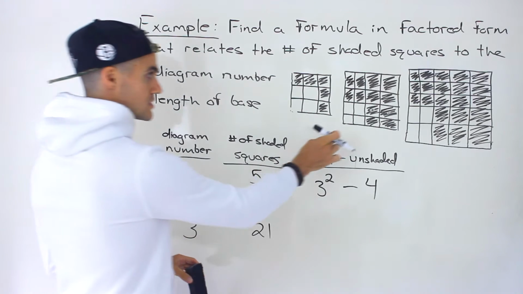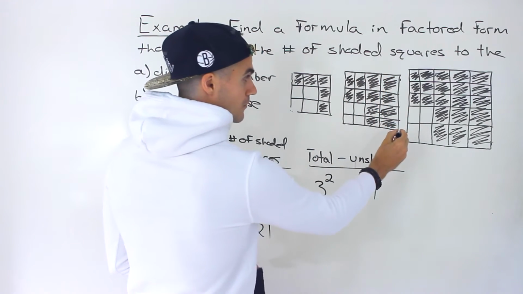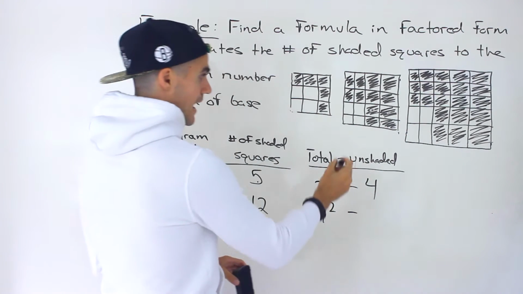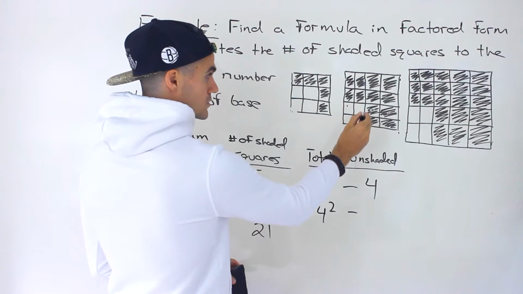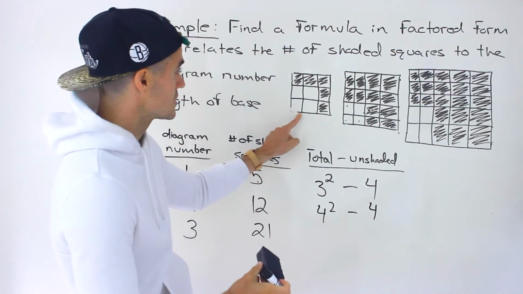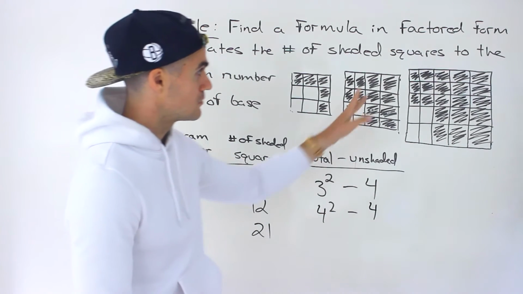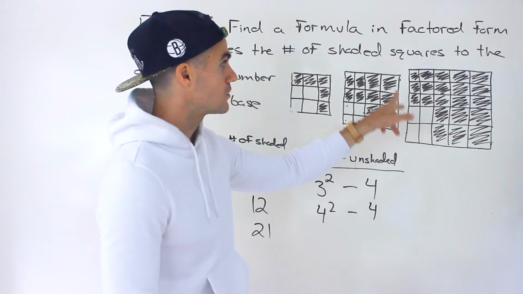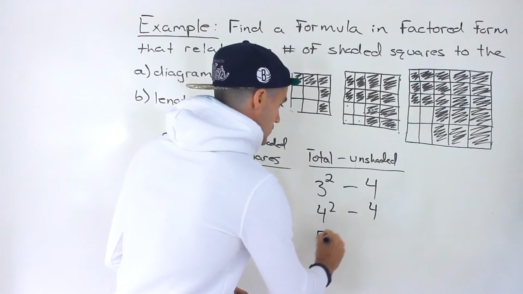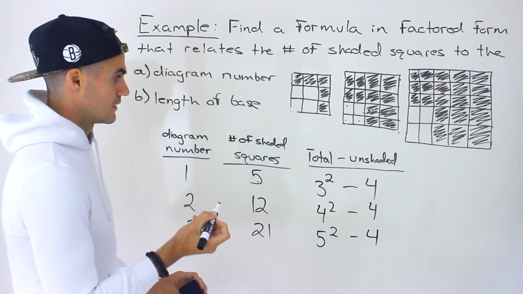What if we continue to the second diagram? What's the total going to be? Well, notice it's 4 by 4. So it's going to be 4 squared minus how many unshaded squares are there? 1, 2, 3, 4. So that's staying constant. Notice the unshaded squares stay constant in each of the diagrams. And then moving on to the third diagram, notice the total is 5 by 5. We have 5 squared minus 4, like that.